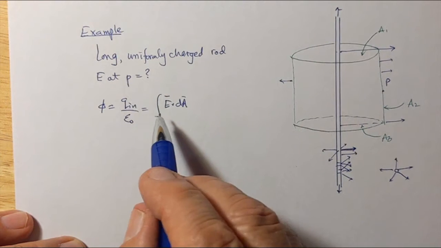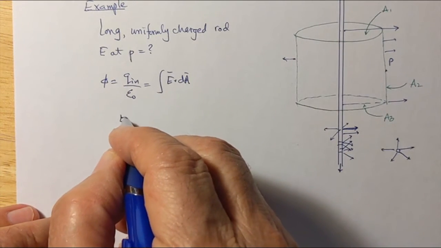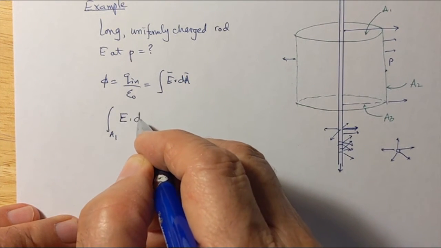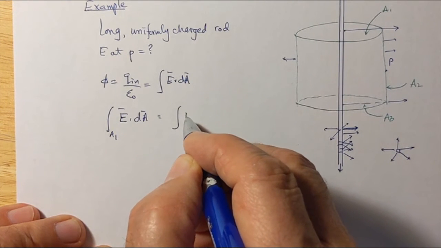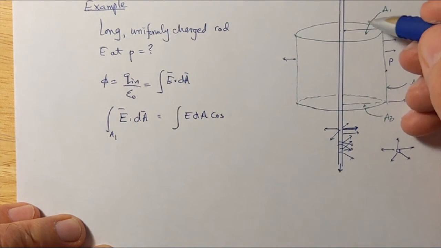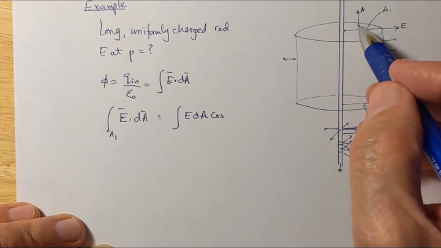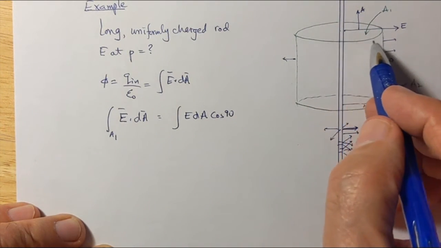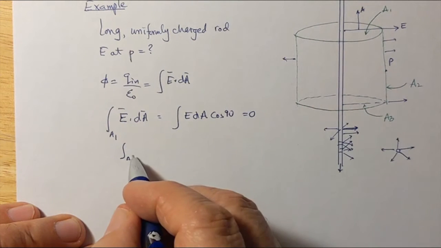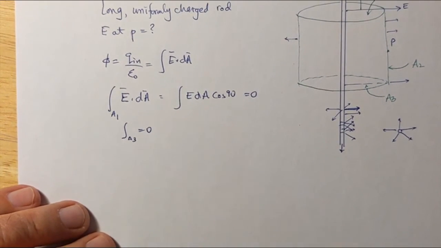Then we will do this integration over A1 plus A2 plus A3. Over, let's say, A1, E dot dA is going to be the integral of E dA cosine of the angle. Well, E is this way and dA, the area, is this way, perpendicular to the surface, and so the angle is 90 degrees, and that's true over the entire surface, and therefore this is 0. Similarly, the integral over A3 is also going to be 0, and we're left only with the curved surface.